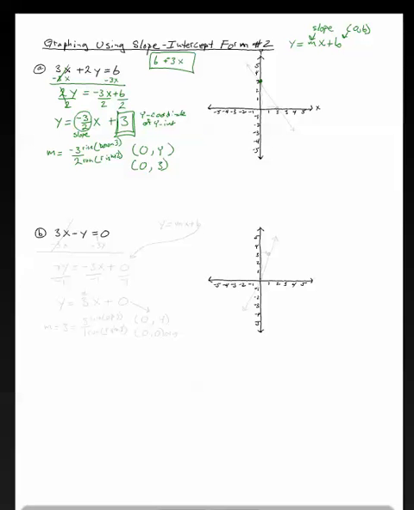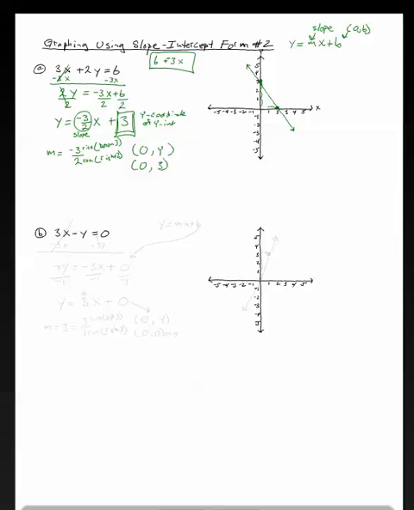So we're going to go from that point down 3, right 2. So down 3, 1, 2, 3, and then right 2, 1, 2. And then we're going to put our point there. Once we have our 2 points, we want to connect them with a line. And don't forget to put the arrows on either end to show that it goes off to infinity in either direction. And we're done with that example.